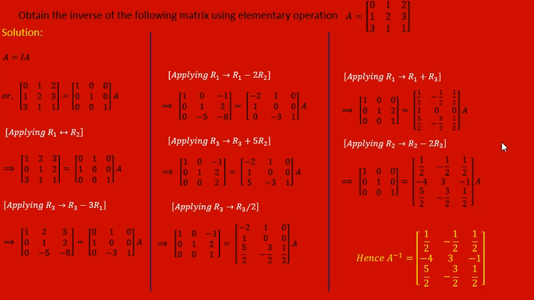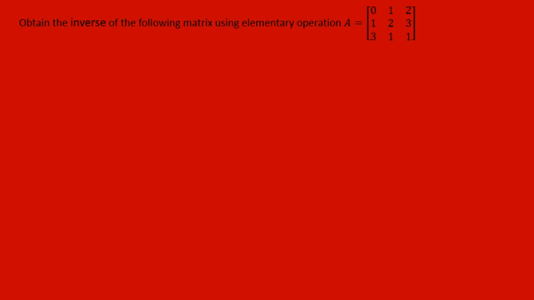Now let us see how we will solve the same problem using the elementary column operation. Yes, so again I have taken the same problem. Now here I am writing A equals A into I. A equal to A into I and A equal to I into A are two different things, and you have to use them accordingly. Whenever you are applying the column operation, your unit matrix should always be on the right hand side. Now this is my given matrix.